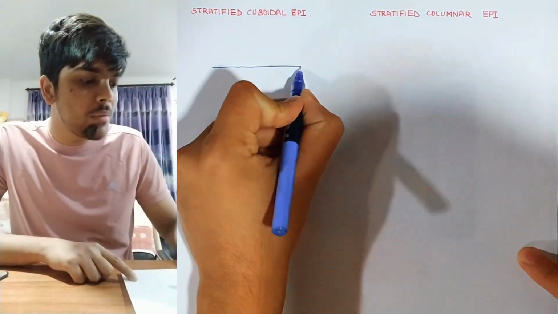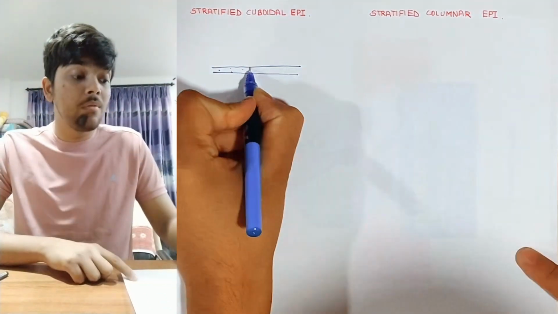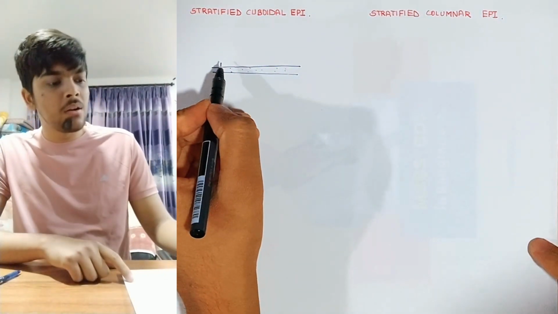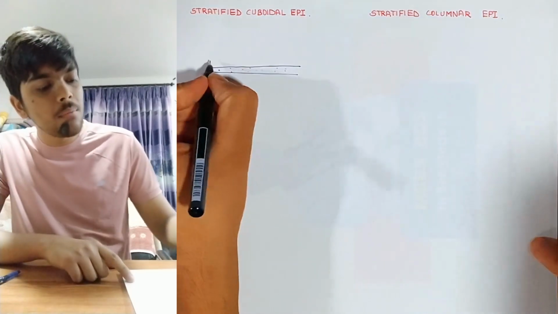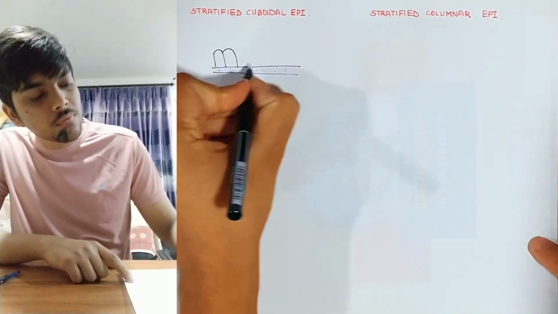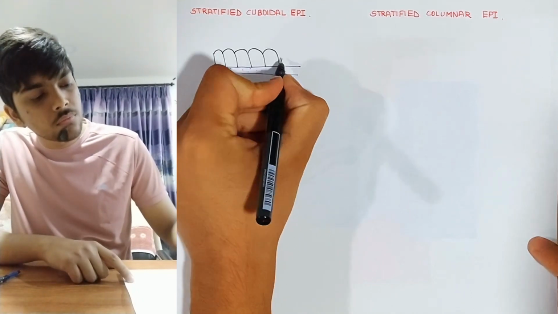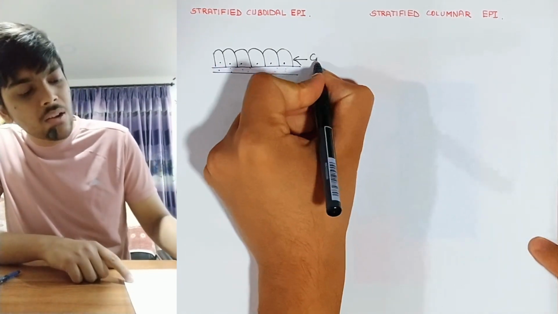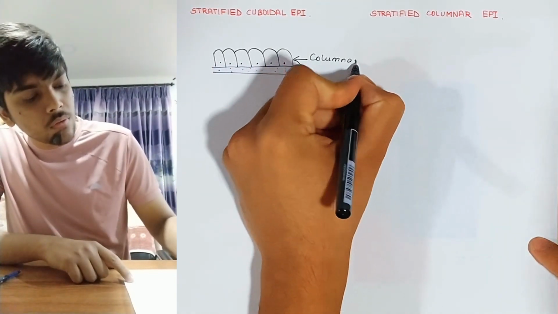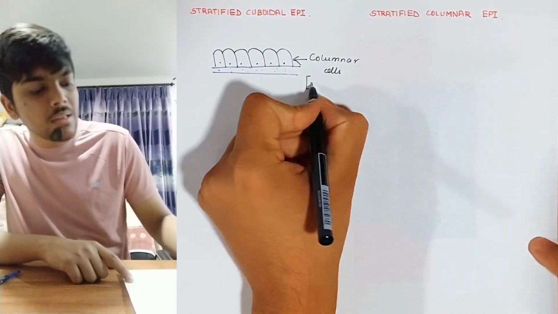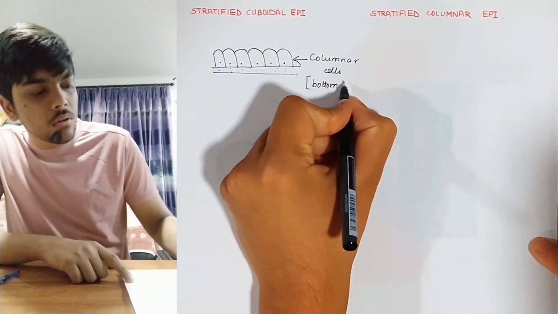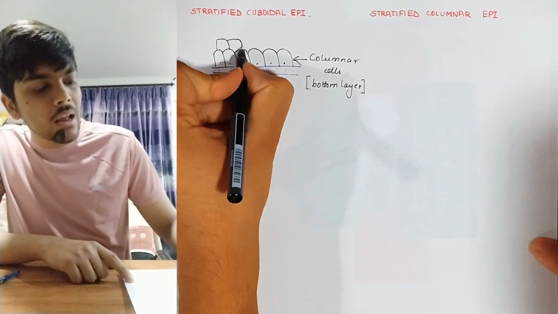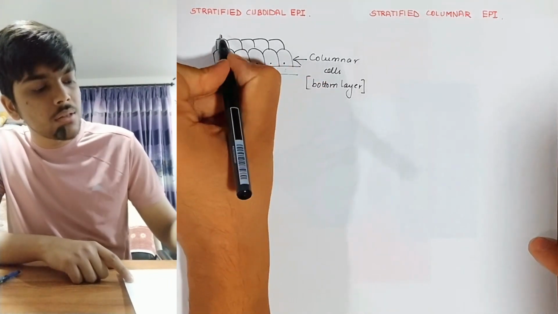So you got the basement membrane. Your very own, very favorite basement membrane. On top of this basement membrane, in stratified cuboidal epithelium, are your columnar cells. These columnar cells form the bottom layer of stratified cuboidal epithelium. On top of columnar cells then are present your cuboidal cells.